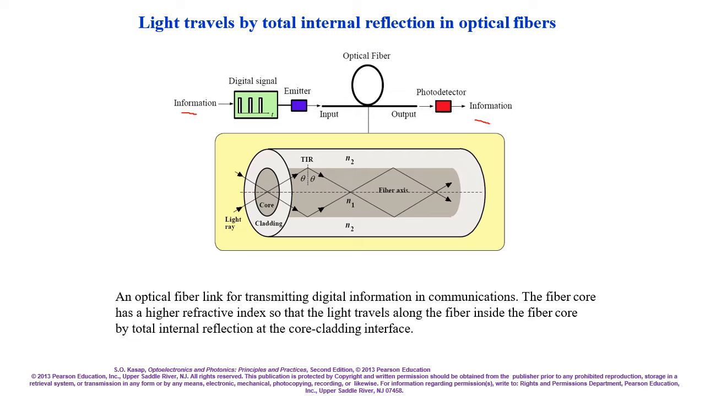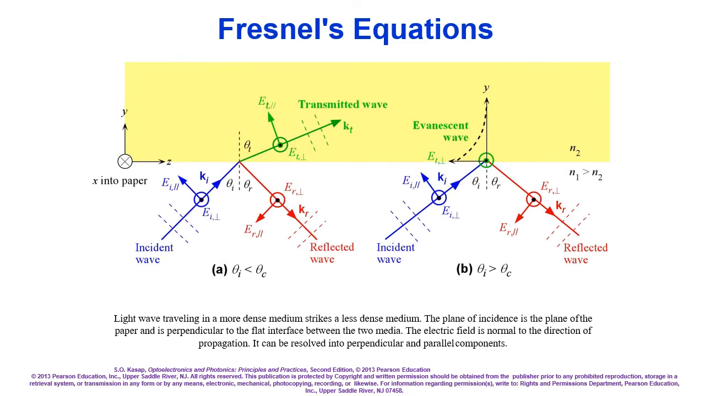The fiber core has a higher refractive index so that the light travels along the fiber core by total internal reflection at the core-cladding interface. So there is a lot of TIR happening within the fiber, where n1 is greater than n2. So there is always TIR, and this is how the light signal passes through the optical fiber and gets to the output. Now, Fresnel's equation.